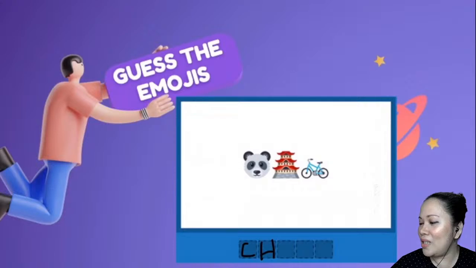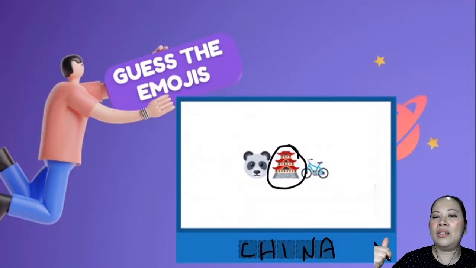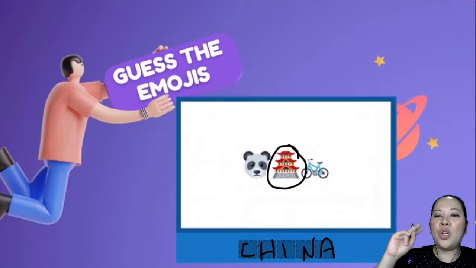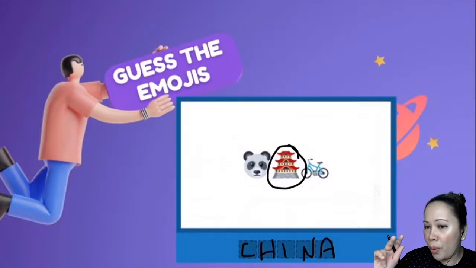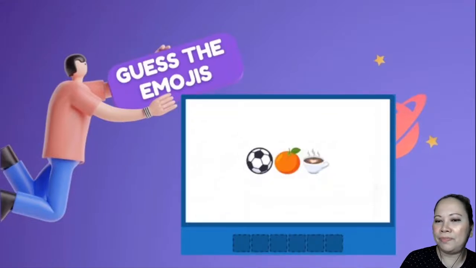China. Wow, that is correct. Kung Fu Panda with a bicycle and the tower. No, it's not Japan. It's China. Look at the tower. Look at this temple. It's China. Well done, Maha Blanca. Maha Blanca, you just won 2 points. 2 points. Okay? Let's continue. So Maha Blanca, you just got 2 points for the second round. Wow, win streak. Next question.